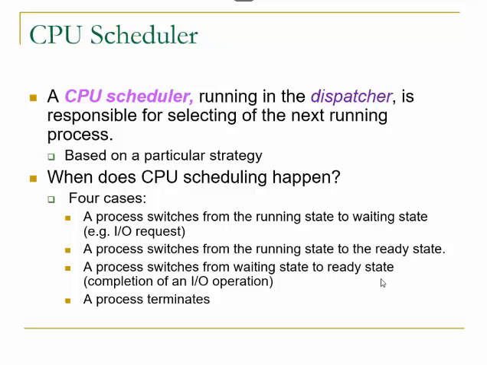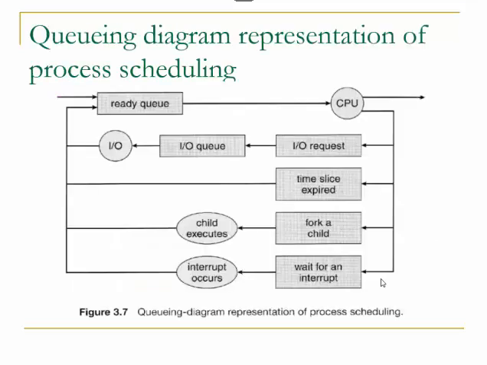And the fourth is from running to termination. Whenever a process moves from running to termination, it means the process which we have given the CPU is terminated and does not need the CPU anymore. So whenever the CPU is idle, we have to schedule it. So this is how scheduling works.